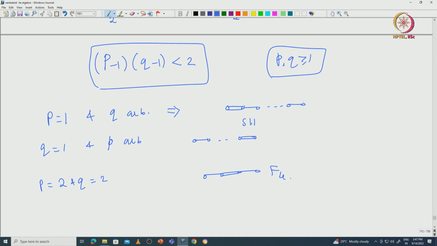So, no other options are possible, because for all other tuples p, q of positive integers, this inequality will not be satisfied. So, that is easy to check. So, now what we proved in this case is that we are getting either Bn or F4. So, that is what we proved.